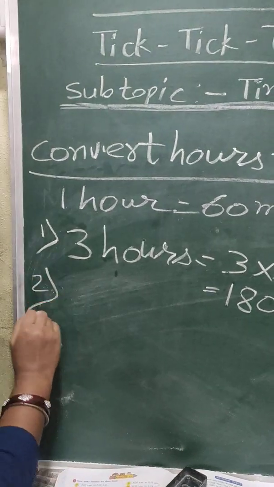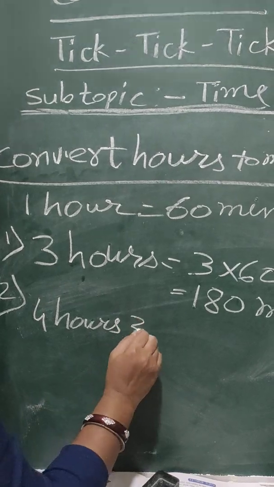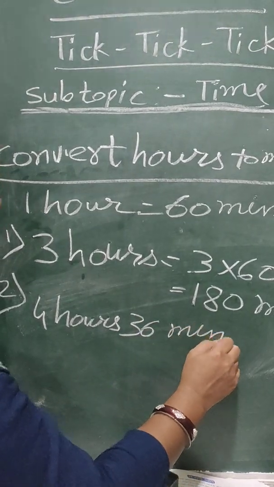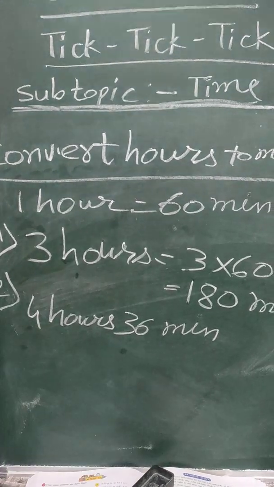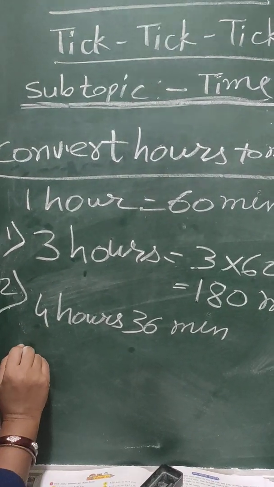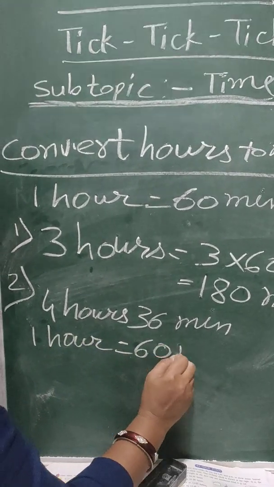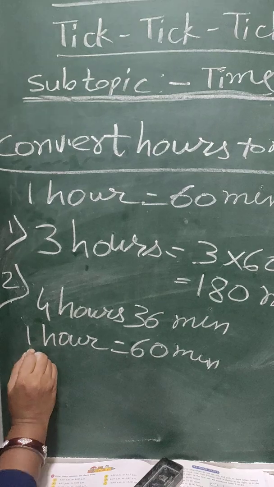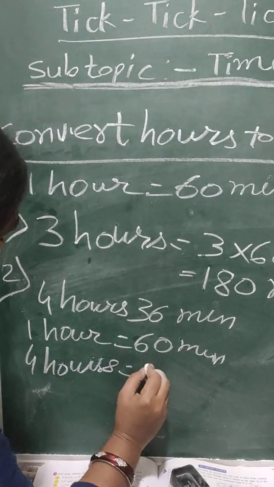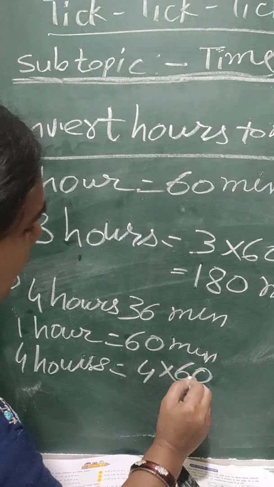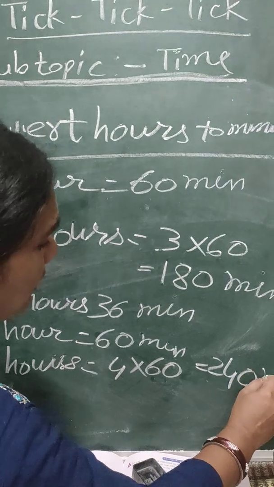Suppose the question is given as 4 hours 36 minutes. How will you do it? Because two numbers came here, hours also came, minutes also came. Now I will explain this. So 1 hour equals 60 minutes. So 4 hours equals 4 multiplied by 60. 6 fours are 24, 240 minutes.